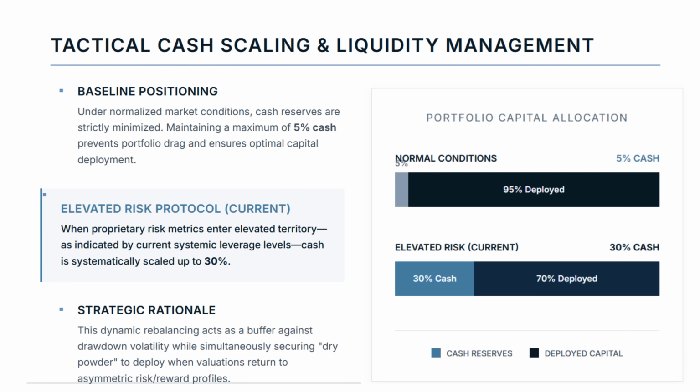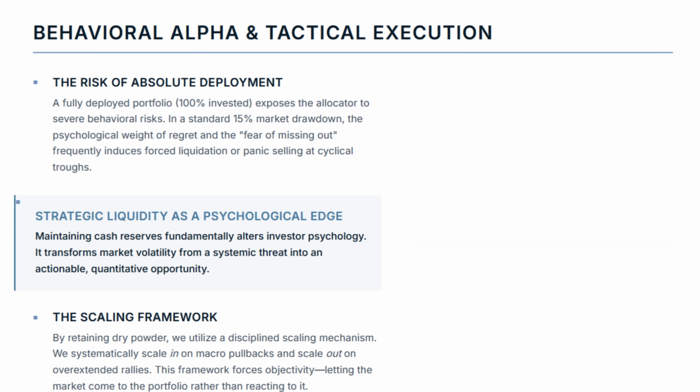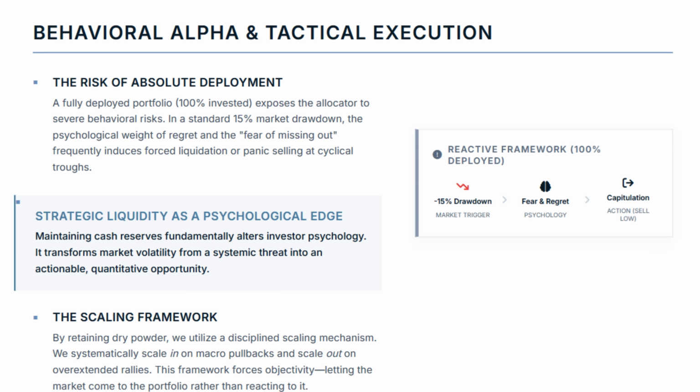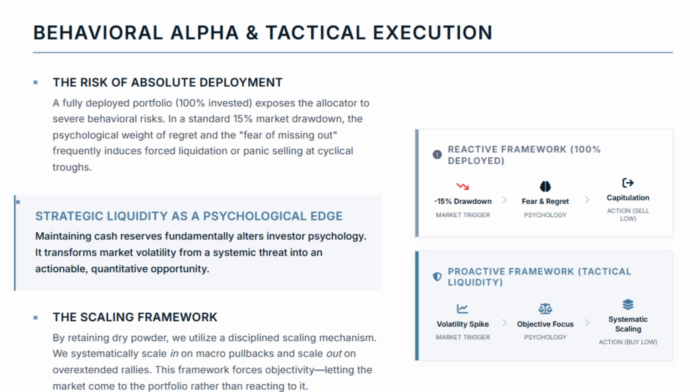If an investor is 100% invested and the market drops 15%, the psychology of regret and fear of missing out can push people to sell at the bottom or buy at the worst possible time. But if I have cash, I can scale in on pullbacks, I can scale out on rallies, I let the market come to me. That is the framework I use.